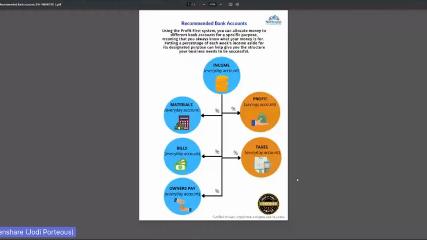Here's my screen. So this is our recommended setup for Profit First. So as we can see, there's some blue circles and some orange circles. The blue circles are generally all going to be set up in one bank, and the orange circles are going to be set up in a different bank. And this is the set and forget type bank accounts, whereas the blue ones are those everyday accounts that you'll be putting money into and taking money out of.